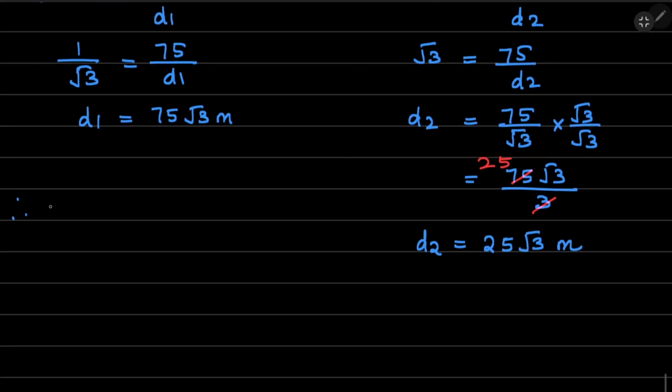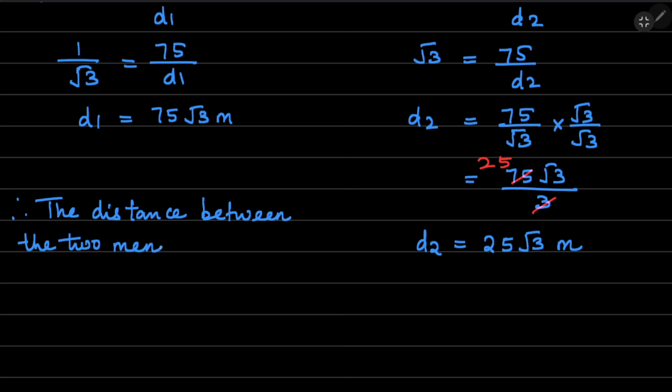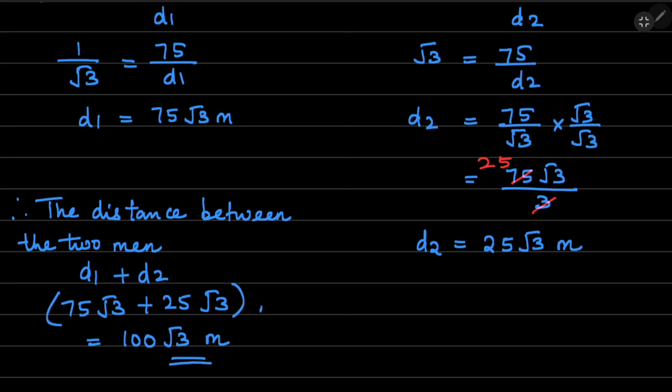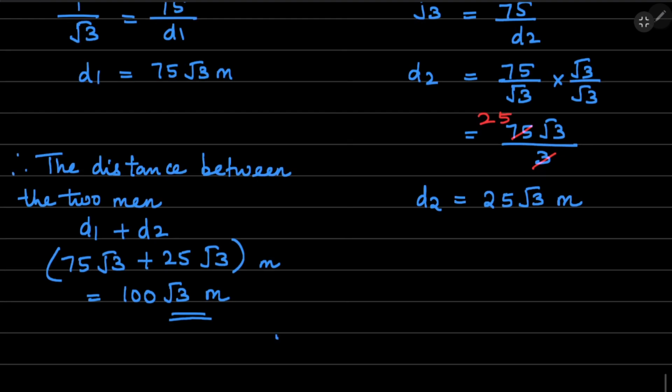Therefore, you can write the distance between the two men will be equal to D1 plus D2. What is D1? 75 root 3 plus 25 root 3, which is equal to 100 root 3. Unit is important, meters. Okay, that's your answer.